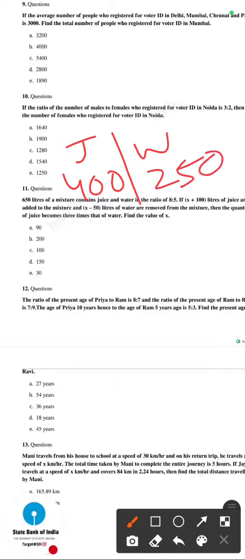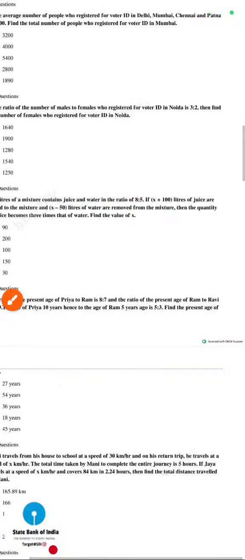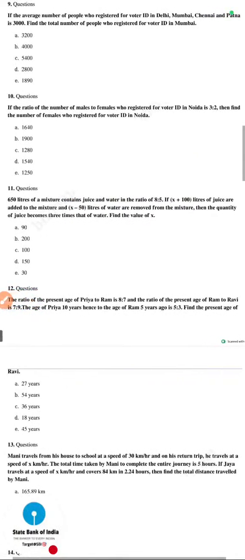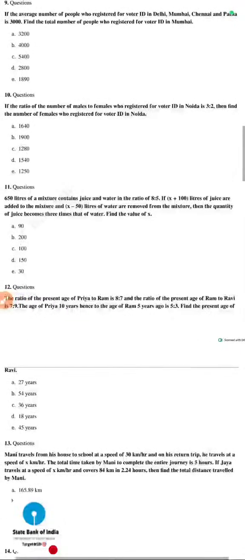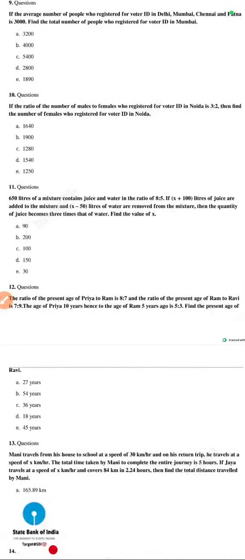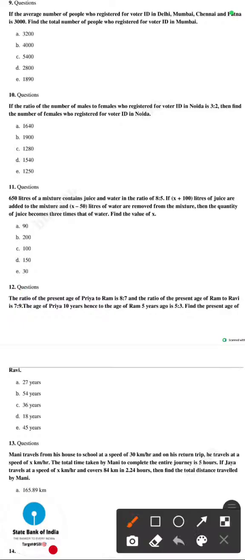Next, okay, this is what we have, and it says that if x plus 100 liters of juice are added to the mixture and x minus 50 liters of water are removed from the mixture, then the quantity of juice becomes 3 times that of water. Find the value of x. So according to it, we have juice 400 adding x plus 100. So plus 100 means it becomes 500 plus x. This is the total juice.